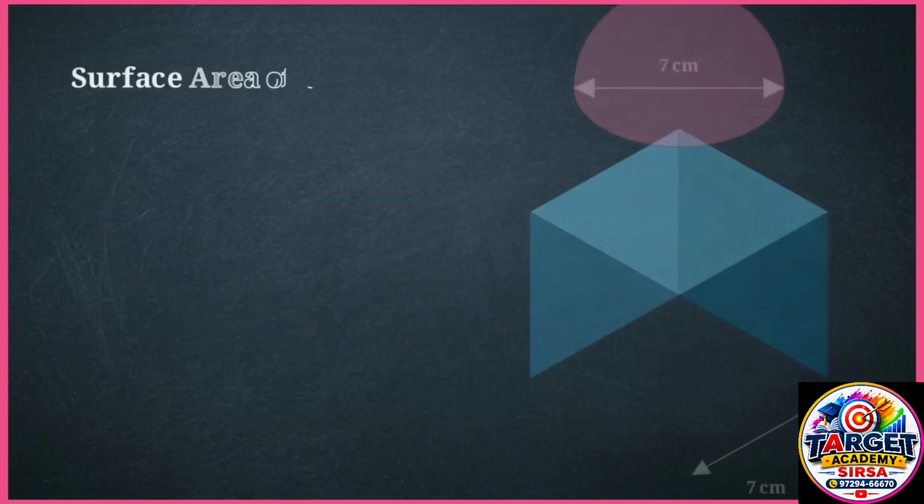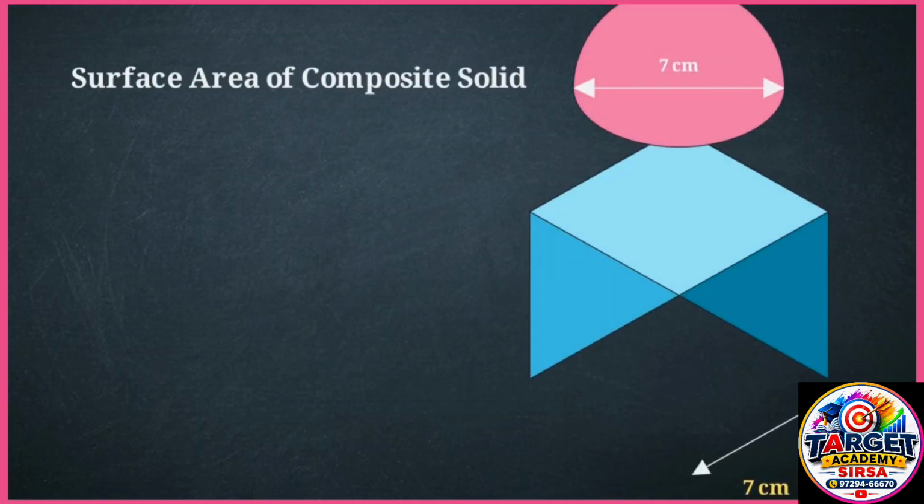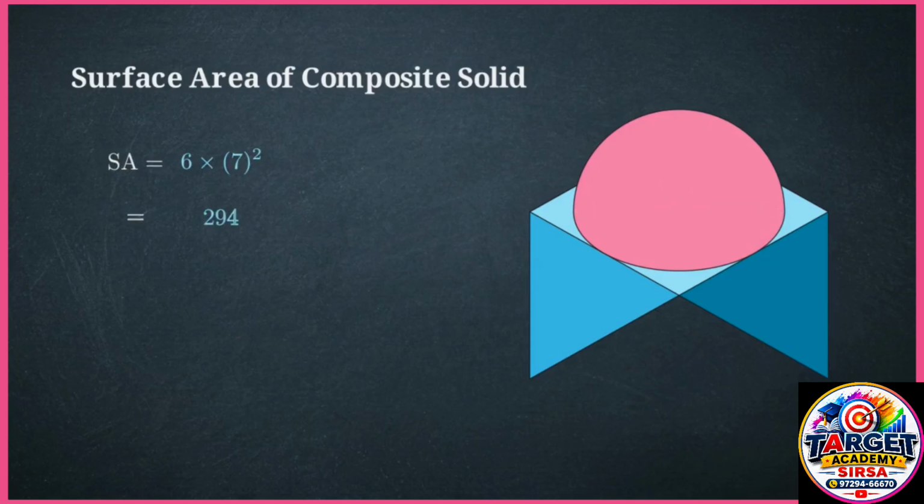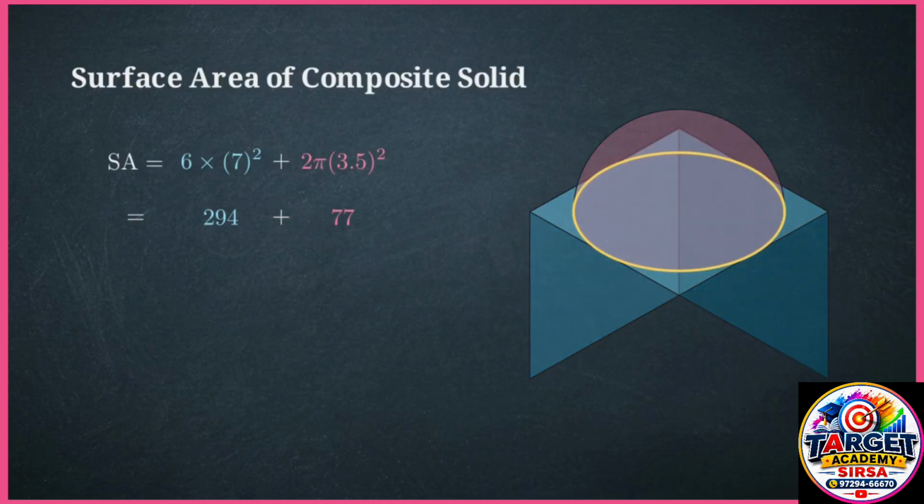Things change when shapes overlap. Take a 7 centimeter cube with a hemisphere of the same diameter mounted to the top face. If you simply add the total area of the cube to the area of the hemisphere, you'll get the wrong answer. An X-ray view reveals why. There is a circular boundary trapped inside where the 2 shapes meet.